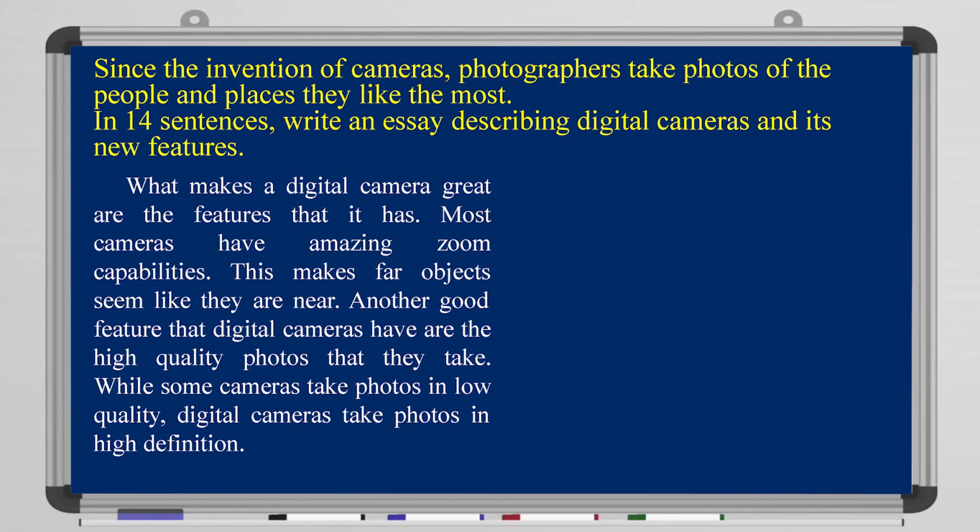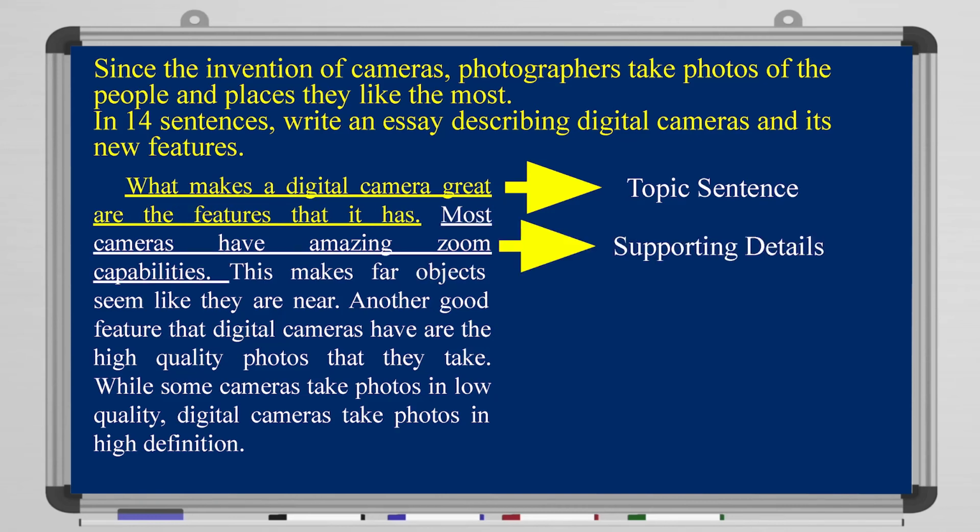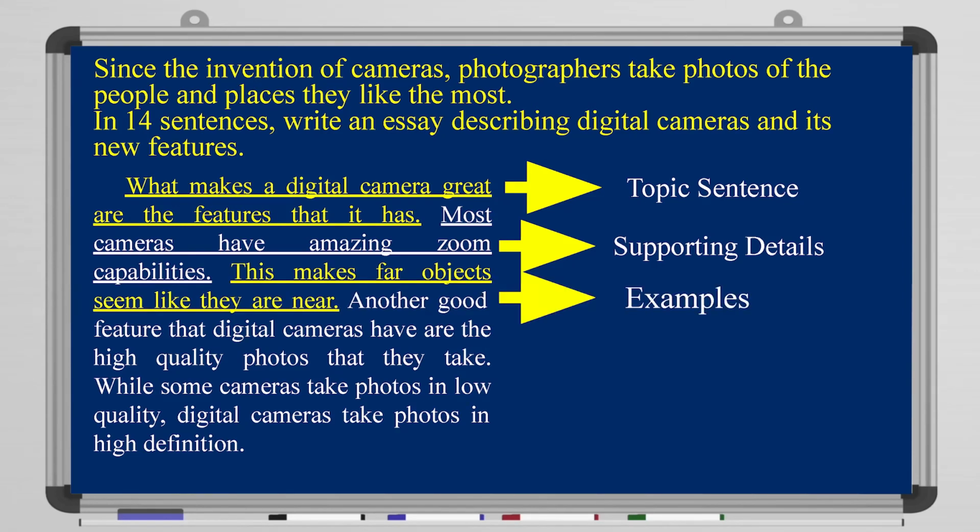Let's look at the second body paragraph, which is going to describe the features of the camera. What makes a digital camera great are the features that it has. This is, of course, the topic sentence. Most cameras have amazing zoom capabilities. This is the first supporting detail. This makes far objects seem to be very near. This is the example of the first supporting detail.